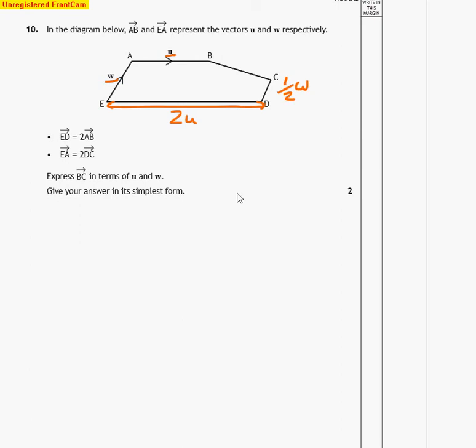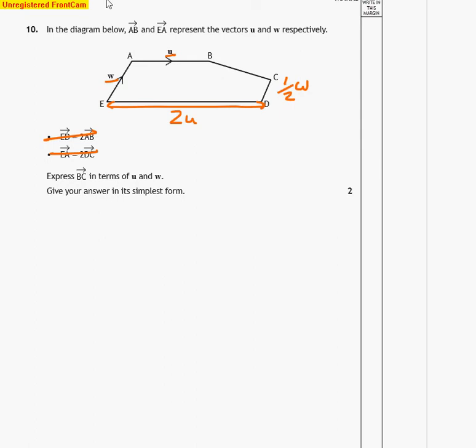And again, because I've shown this diagram, I think that makes it easier because you can visually see that, oh yeah, 2 of these would make that. So that's a good place to start. So just get rid of that. Now we need to express BC in terms of U and W.